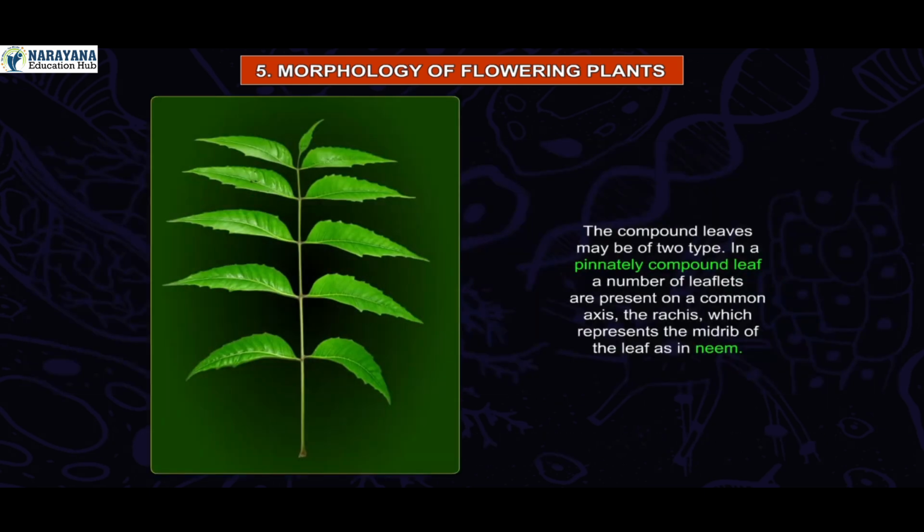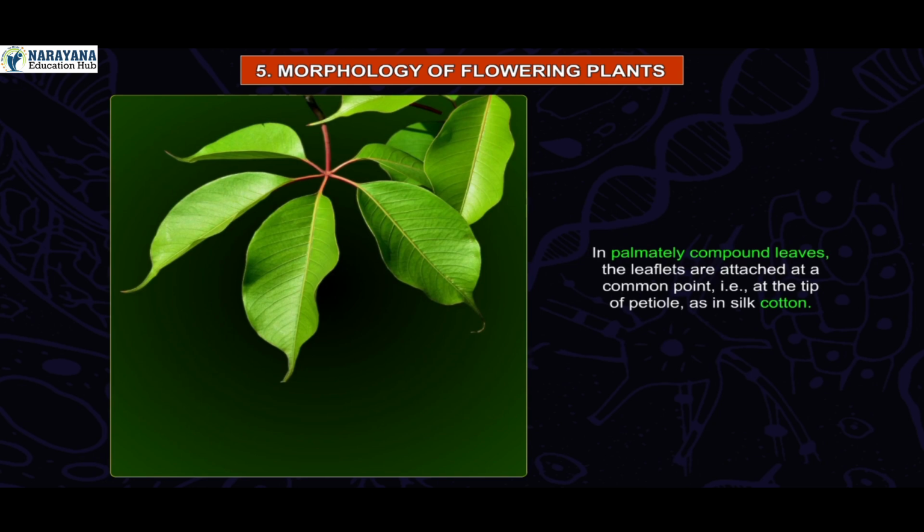The compound leaves may be of two types. In a pinnately compound leaf, a number of leaflets are present on a common axis, the rachis, which represents the midrib of the leaf, as in neem. In palmately compound leaves, the leaflets are attached at a common point, that is, at the tip of petiole, as in silk cotton.